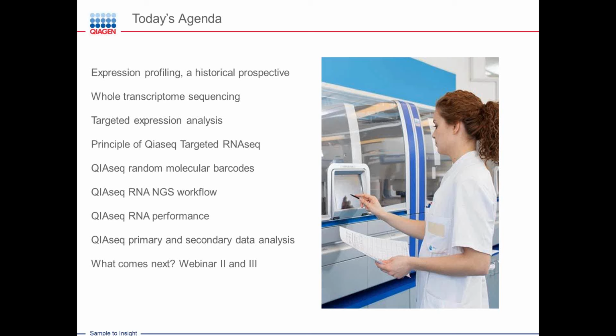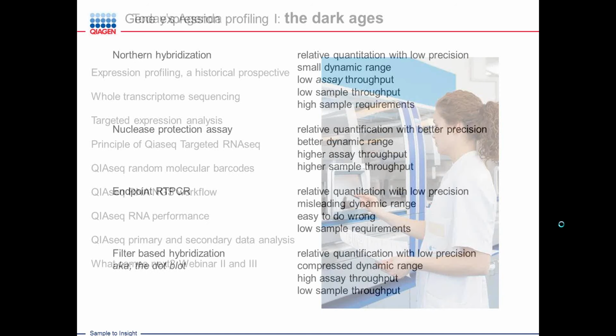Talk a bit about the incorporation of random molecular barcodes to improve the precision of targeted RNA-seq. Tell you about the advantages of our workflow that we've developed. Give you some proof data on the performance and the reliability of the process that we've developed. Take you on a bit of a tour of our primary and secondary analysis, and then give you a brief introduction about what you can expect from the second and third webinar, and follow up with some question and answer period.